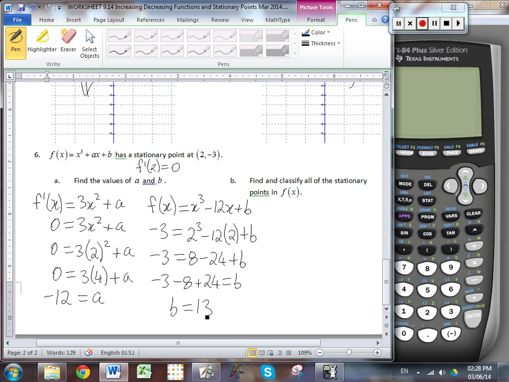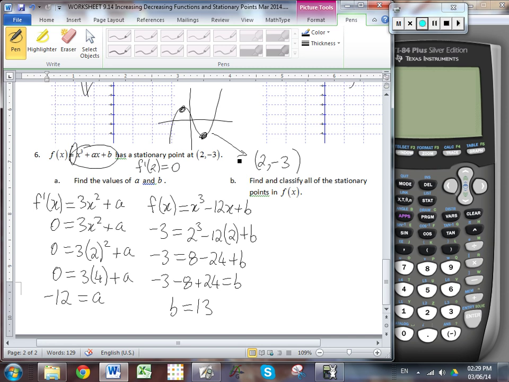Part B, find and classify all of the stationary points. So we've now got the stationary point (2, negative 3). That was given to us. And it's only a cubic. We know that cubics with positive leading coefficients look like that. So we're only going to have 2 stationary points, and we've already got one of them, so there's only one other stationary point to find.